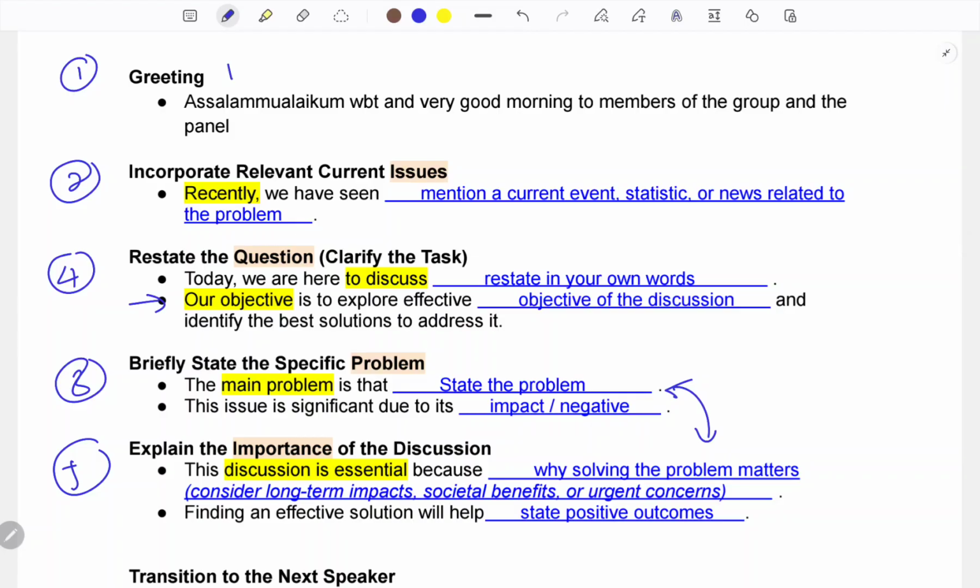First is greeting. Second is issue. Third is problem. Fourth is restate the question. And fifth is the importance of the discussion. Okay, for these two, please change the position. Sometimes for the issue and the problem, I fuse both in the same element. Simply mean I'm going to give the issue and directly give the problem.